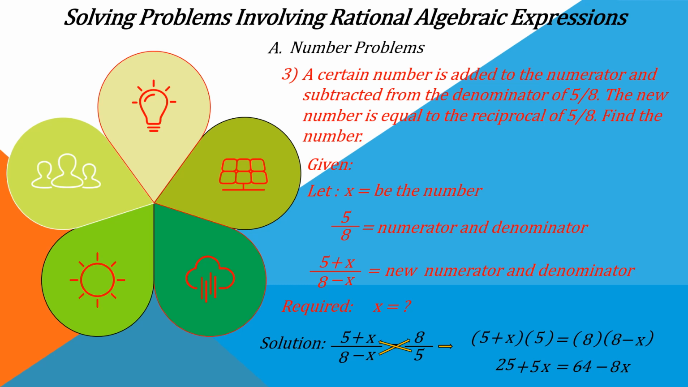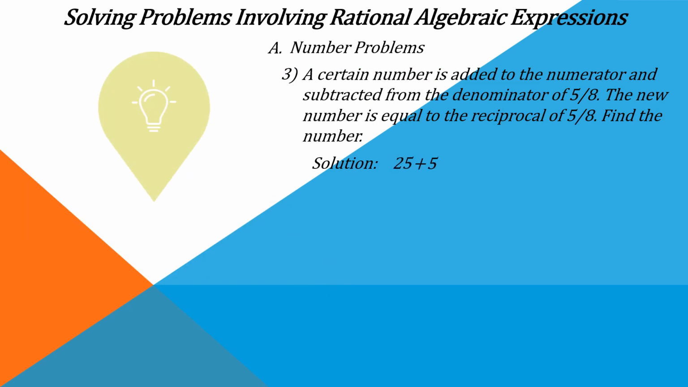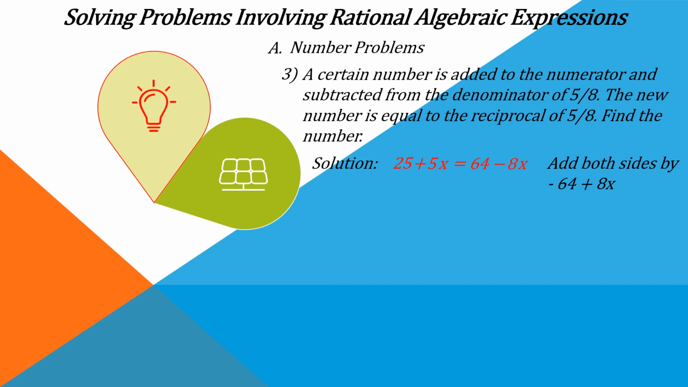And we need to simplify the expressions more. In order to simplify this further, we add to both sides negative 64 plus 8x. So 25 plus 5x minus 64 plus 8x is equal to 64 minus 8x minus 64 plus 8x. And the new equation is 13x minus 39 equal to 0.